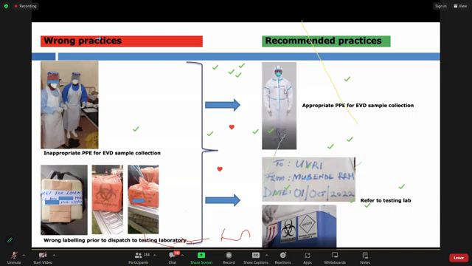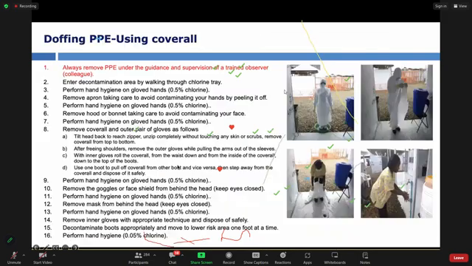Kindly move to the next slide. Obviously, now we move to the most important part, where our health workers normally get infected. That is the doffing, or the taking off of personal protective equipment. You need to ensure that you remove the PPE under the guidance and supervision of a trained person, a colleague, and to ensure that the infectious waste containers are also available in the doffing area for safe disposal. And also separate containers should be available for reusable items.